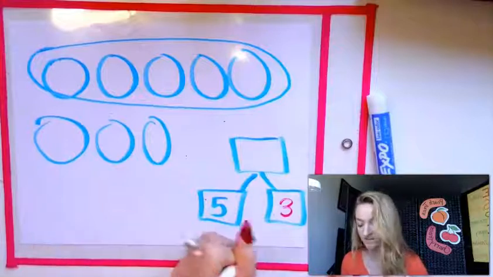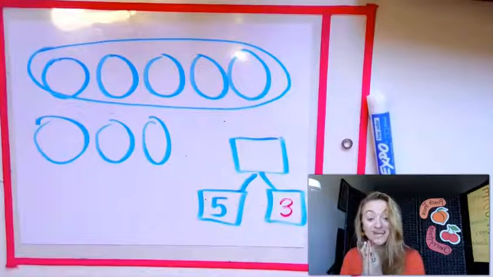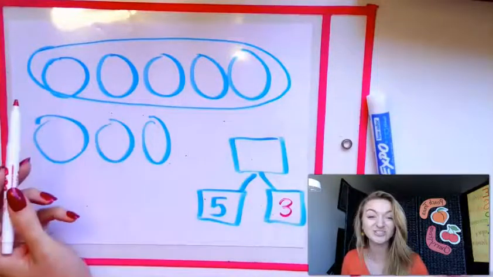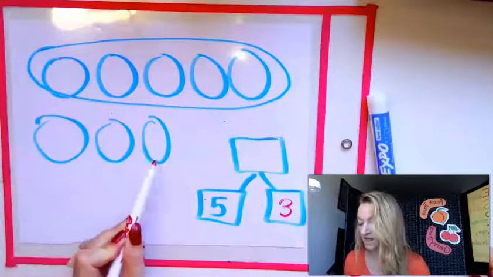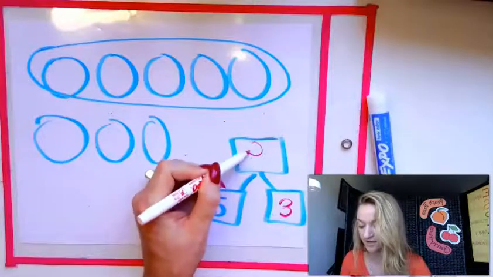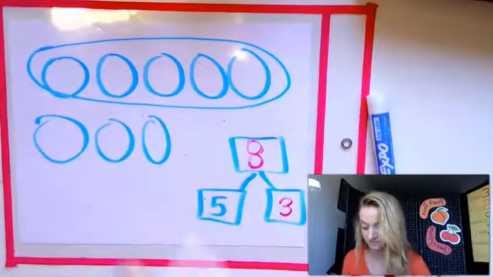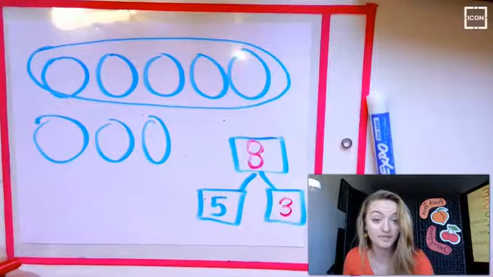All right, now I have 5 and 3. So now I have to figure out what 5 and 3, when I put them back together, make. But since I already have a group of 5, I could just count on from 5. I've got 5, 6, 7, 8. Ooh, awesome. So I know that 5 and 3 make 8. Nice. So that's how I did it. Did you do it the same way?